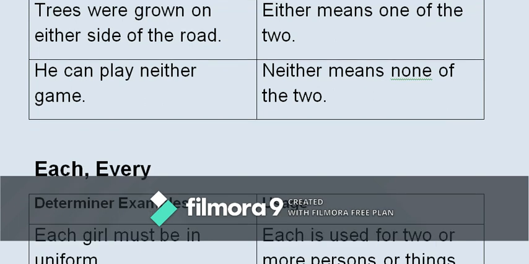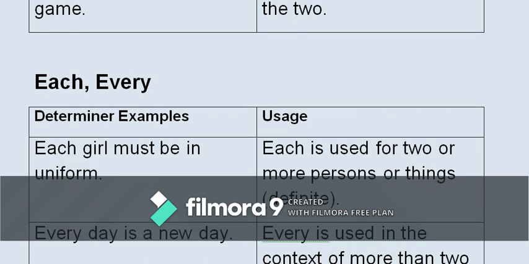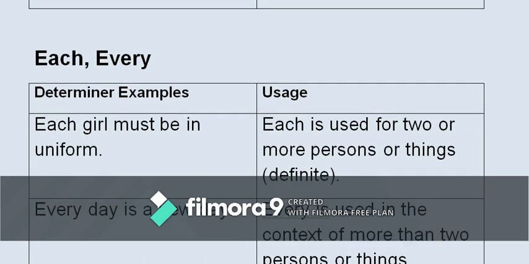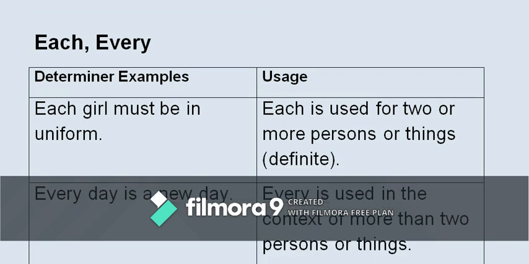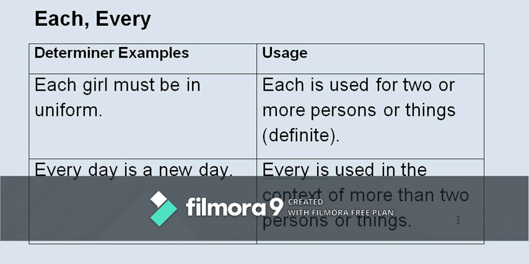Each and every. Now an example is: each girl must be in uniform. When you're talking about a single person, each is used for two or more persons or things, and it is definite in nature. That means you are making it particular, specific. Every day is a new day. Every is used in the context of more than two persons or things. Now what is the difference between the two? Over here each is made specific or definite and every is said in general.